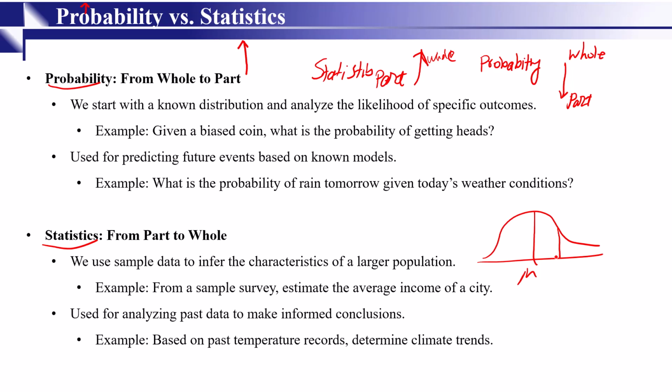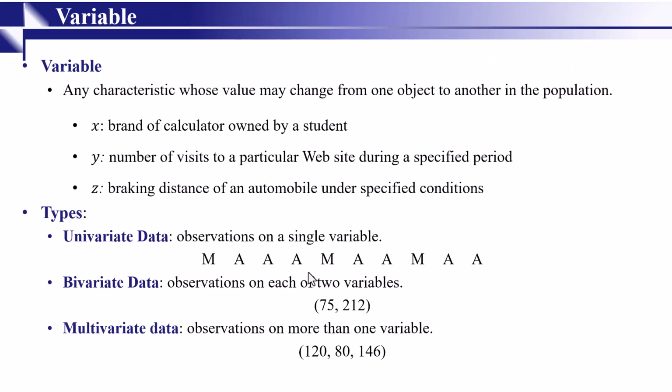However, in the case of statistics, we use sample data to infer the characteristics of the larger population that we have. For example, from a sample survey, we want to estimate the average income of a city, okay? Or based on past temperature records, we want to determine climate trends. So probability and statistics complement each other, with probability being crucial for forecasting and modeling, while statistics is key for analyzing real-world data.